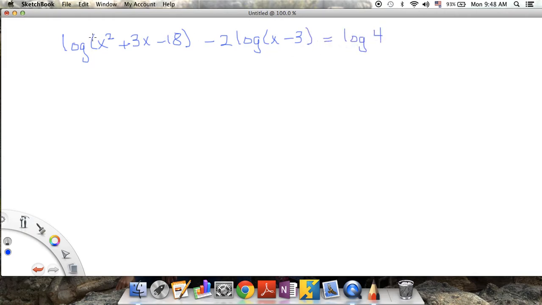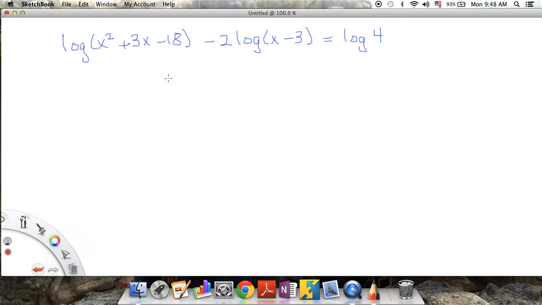The first thing I want to point out is these parentheses here mean you're taking the log of that whole thing. You have to figure out what that thing is first, and then you take the log of that. If you don't have parentheses, then you're only taking the log of the first little part that's right next to the log. So let's look.